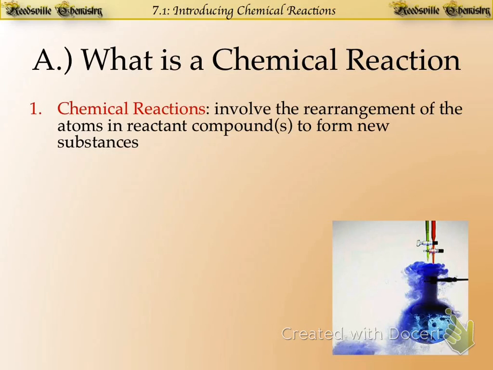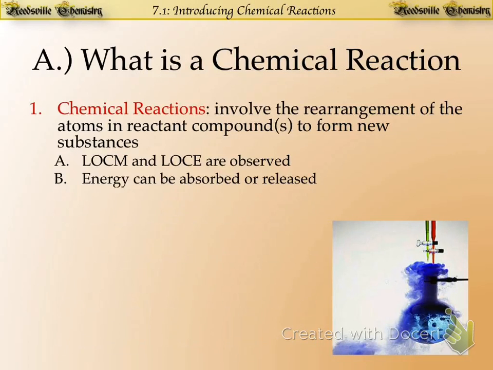The reactions that we're going to talk about involve just a rearrangement of atoms in the reactant compounds to form new things. Those things are typically called products. There's a couple of things to keep note of when you're thinking about chemical reactions. The law of conservation of mass and the law of conservation of energy are always observed. So we want to make sure that those things come out at the end of the day.